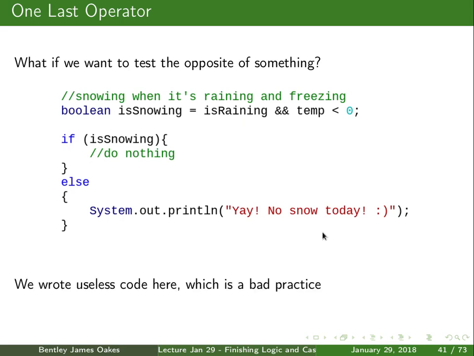But I'm saying that this is useless code. I'm not putting anything in here. Like half of this structure right here is useless. That's bad practice. You're going to get errors that way. So how can we make this simpler? How can we easily check to see if it's not snowing?